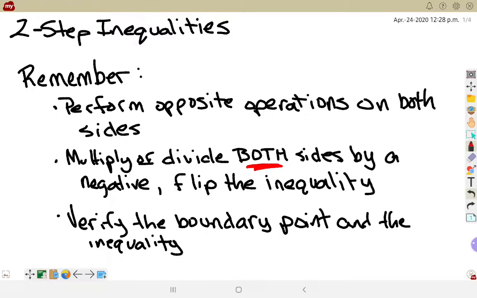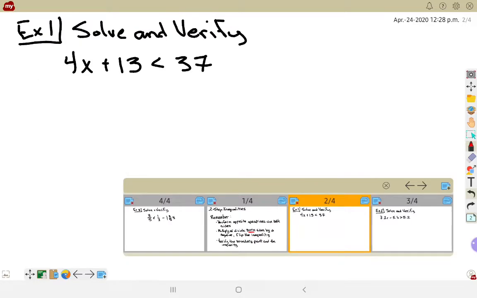And also when we do our verifications, we have two things to verify, both the boundary point as well as the inequality symbol. So we have to make sure that x, or our variable, is greater than or less than that specific boundary point that we state. Okay? Alright, so let's look at our first example here.